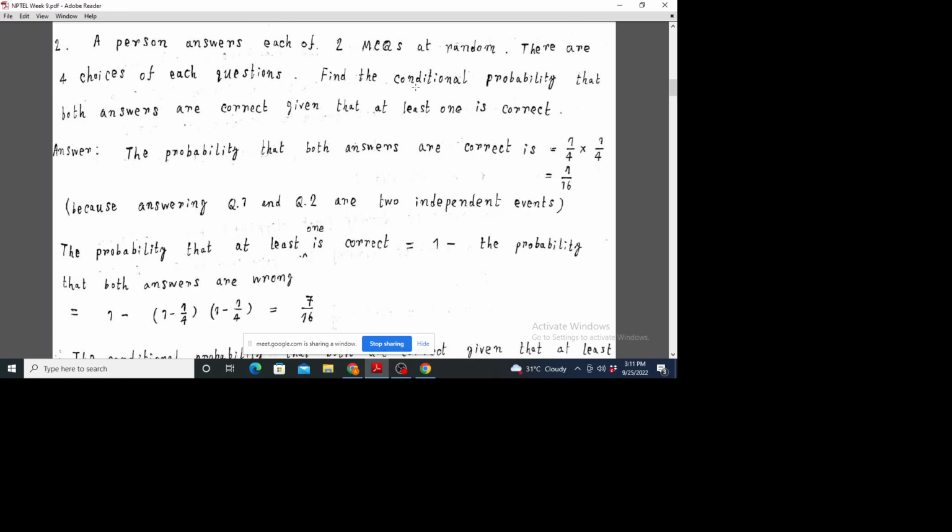So we have to find the conditional probability that both answers are correct, given that at least one is correct. It is a conditional probability that is a little different. Given that he has correctly marked at least one answer, what is the conditional probability that he has marked both the answers correctly? That is the question. So let us start.